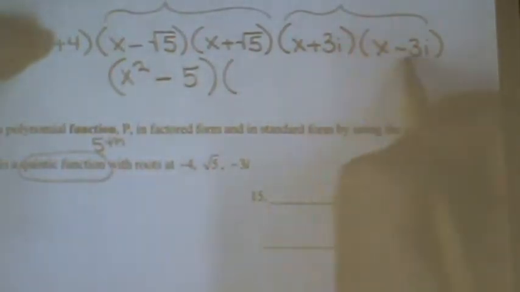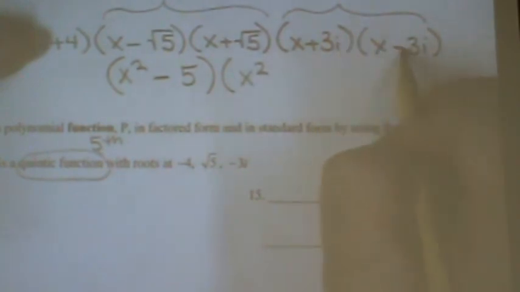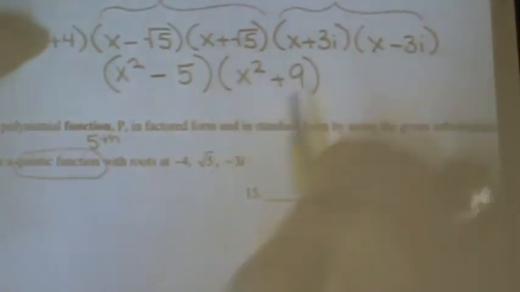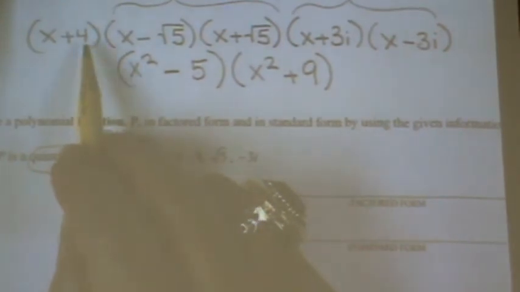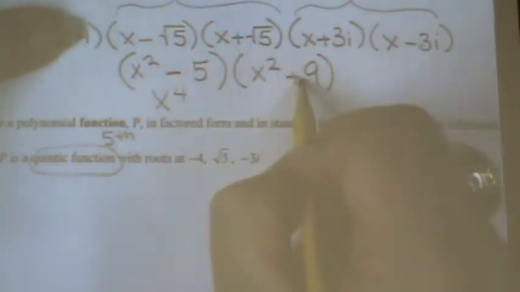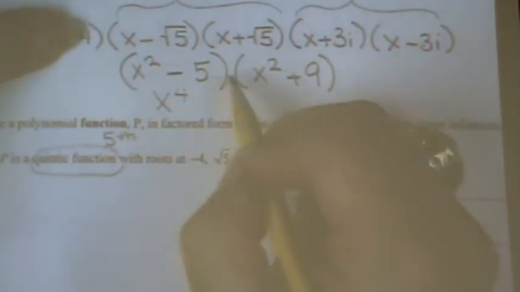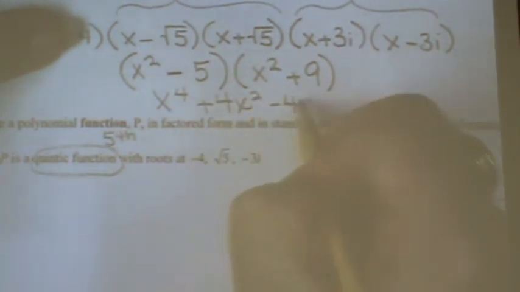Okay, how do you multiply these two? x times x is x squared. And then the middle terms cancel, negative 3i and positive 3i. Negative 9i squared, which is 9, right? Now, before you start incorporating this piece, I would FOIL this. What's x squared times x squared? x to the 4th. And then you have 9x squared minus 5x squared is 4x squared, and then minus 45, right?